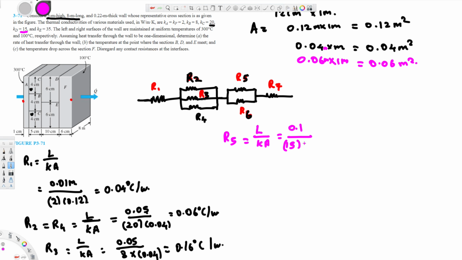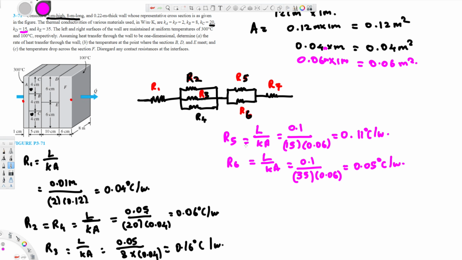So we are going to have 0.06, and if you calculate this one, that's going to give you 0.11 degrees Celsius per watts. Now let's move to the R6. R6 is the same equation, L over Ka. Thickness is again 10 centimeters, so this is going to be 0.1 divided by conductivity. Conductivity for E is given by 35, right? So this is going to be 35, and the area is again 0.06. And if you calculate this one, that's going to give you 0.05 degrees Celsius per watts. Now we have calculated R6.